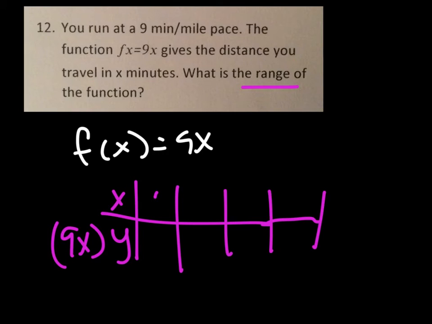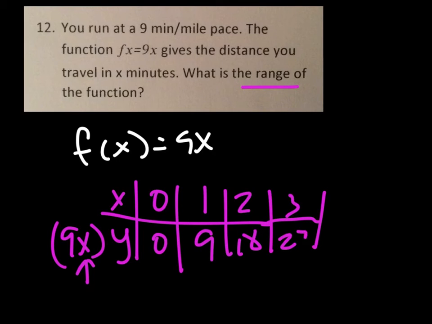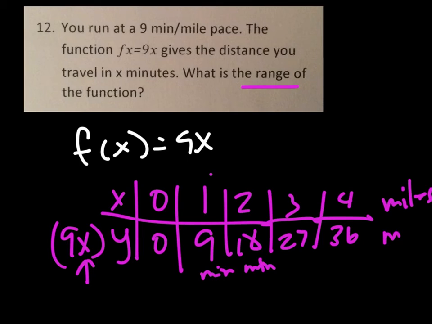So when x is 0, we just plug it in right there. So 0 times 9 is 0. When x is 1, plug it in, you get 9. When x is 2, you get 18. 3, 27. 4, you get 36. And so what that really means is you can run 1 mile in 9 minutes, 2 miles in 18 minutes, 3 miles in 27 minutes. So this is basically x is the miles when y is the minutes.